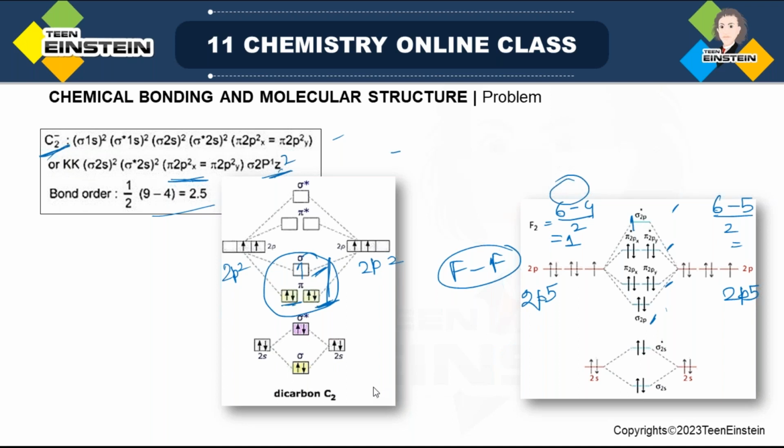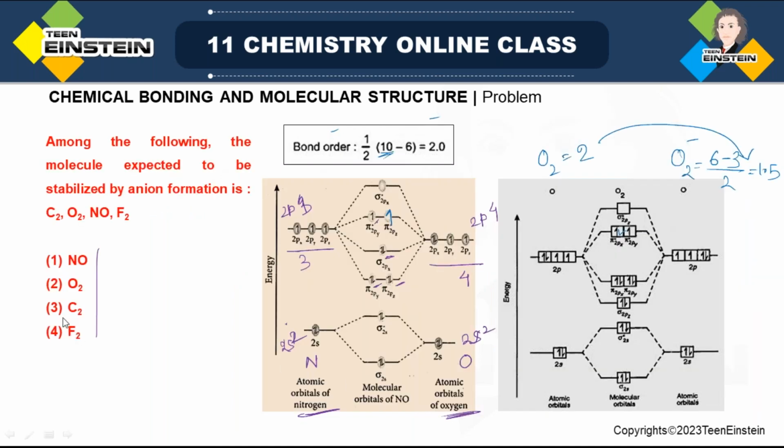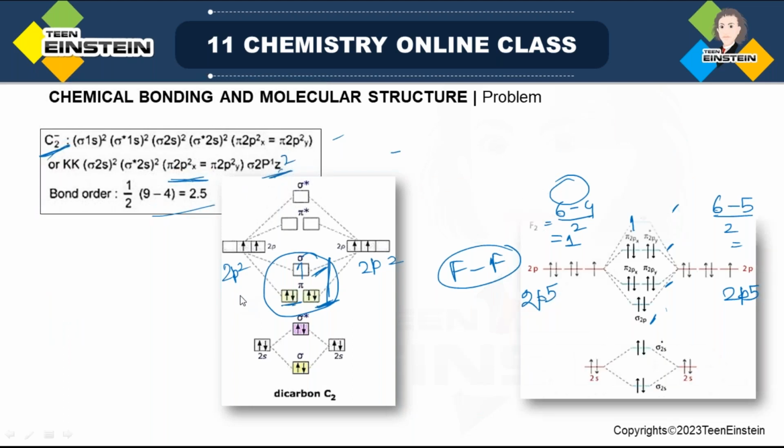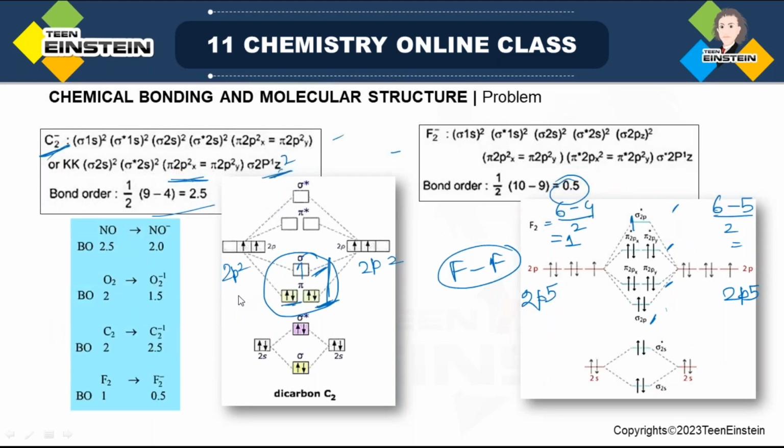So that is why C2 is the correct option. Okay. So this is the final result: for NO to NO minus, we are moving from 2.5 to 2. For O2, 2 to 1.5. So these two are not possible. This is also not correct. This is correct because from 2 to 2.5 we are getting a stable species.